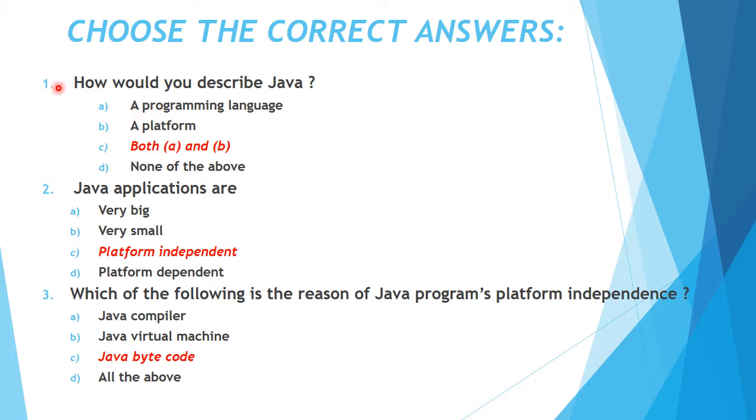Okay, now we will discuss our questions. How would you describe Java? Java is a programming language, Java is a platform, both A and B, none of the above. So we have to choose here only one single option. So we will choose both A and B, because in this single option it is given A and B. In this way we can give the complete answer. So in this type of question you have to choose only one answer.